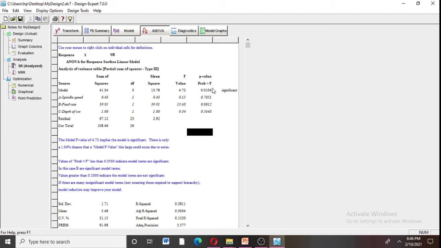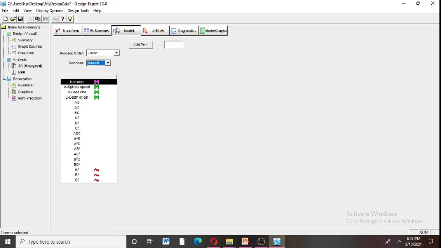How can you measure that? Because your first model value is 0.0104, which is less than the considered 0.05, so the model term is significant. Your ANOVA table also suggested it is significant. Likewise, you may infer from this table. After that you may increase or decrease the models.